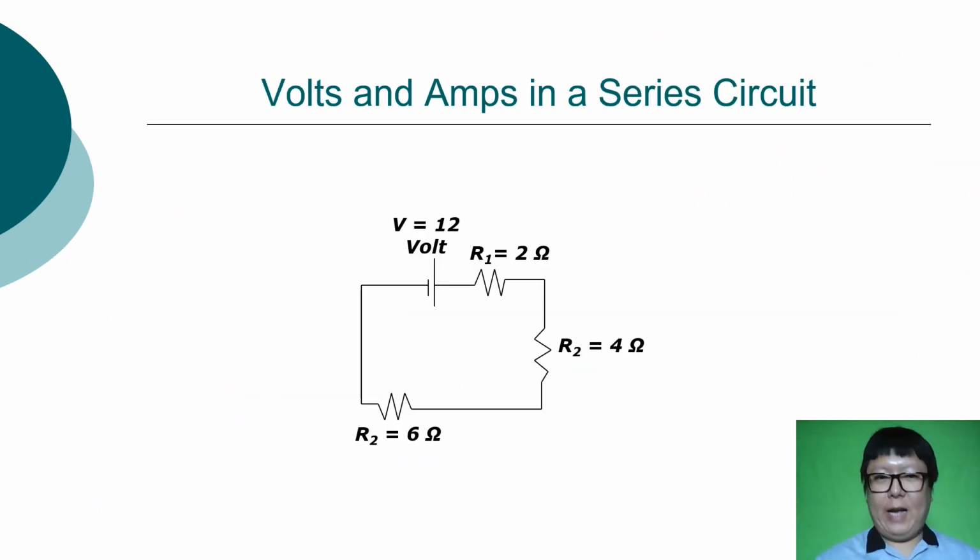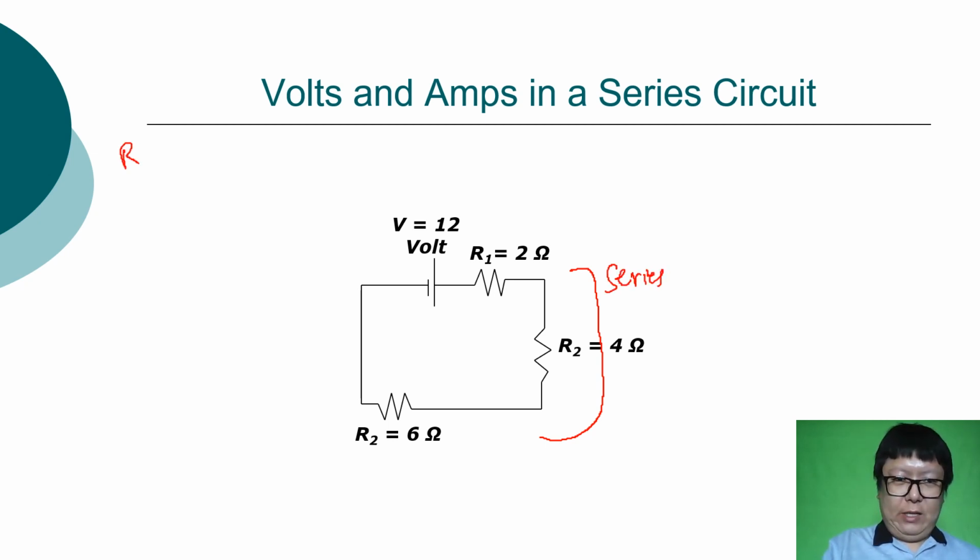This is the example that we are going to do right now. The question is to find all the volts, or potential differences, and the current, or amps, in this series circuit. So what should you do? The first thing is to find the total resistance or the effective resistance. We know that this is all in series, there is no branch. So the effective resistance RT equals R1 plus R2 plus R3, right?